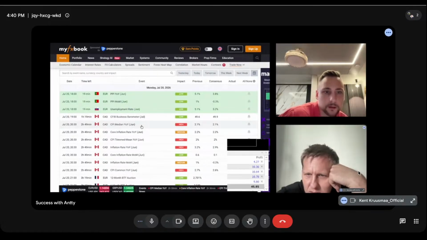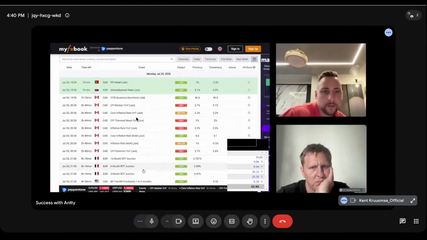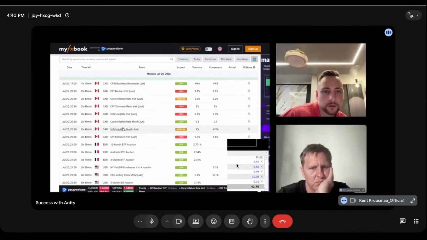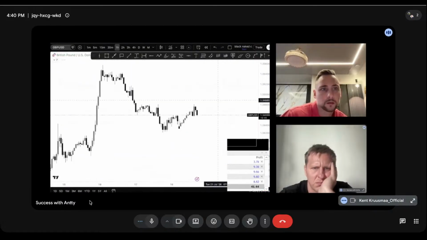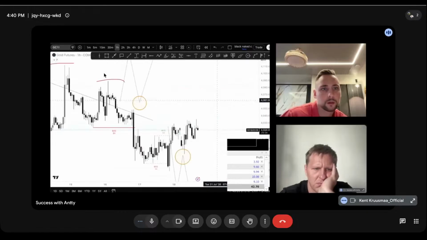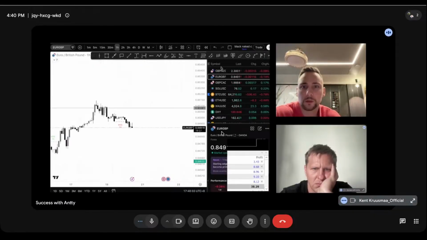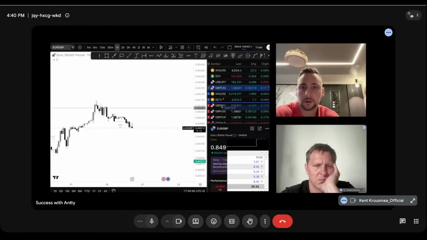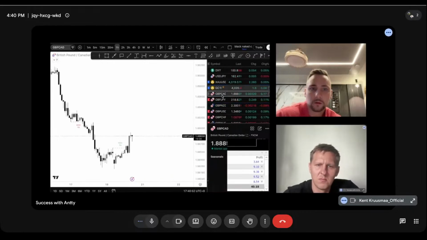I'm checking that Canadian dollar has CPI, inflation, no, CPI common. I mean, Canada is gonna have the red folder news, so maybe we can catch some GBP CAD setup over here somewhere. Where is this? I don't have it. What the hell? GBP CAD. Oh, yeah, there. GBP CAD.